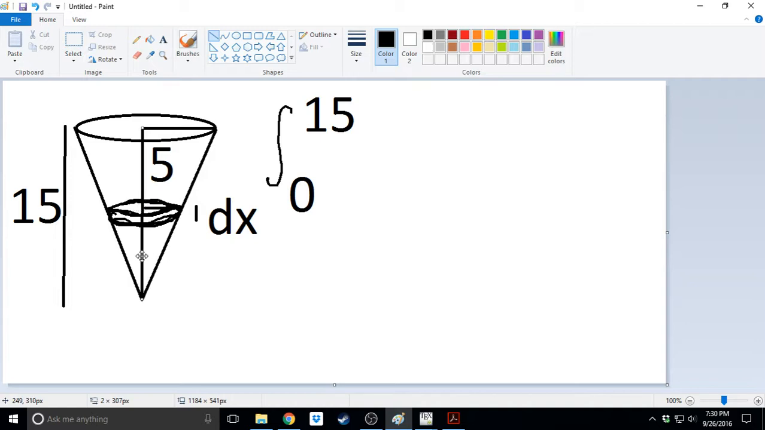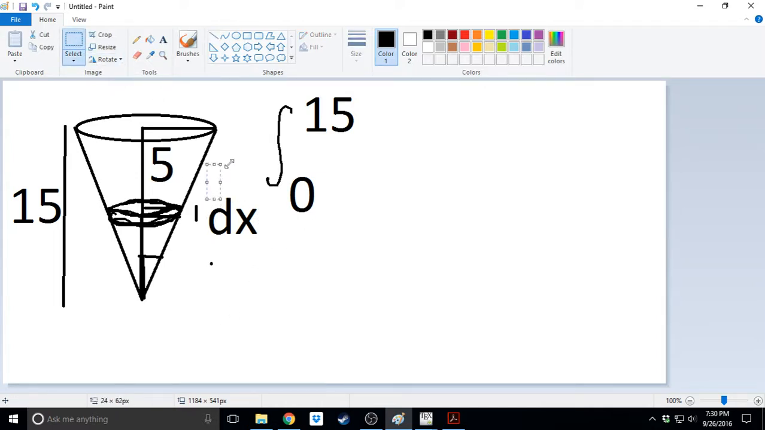So at this height, it's the same ratio from here to here as it is from here to here. And at this height, it's the same ratio from here to here as it is from here to here, and so on. So since this is 15 to 5, the radius is a third of the height, and that's the same ratio everywhere. If we were at a height x, the radius is a third of x.